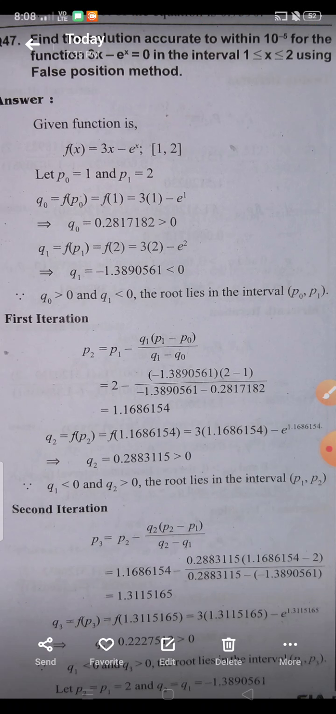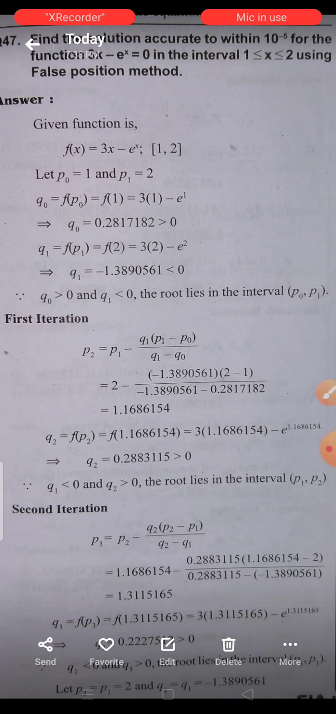Next, q1 is equal to f of p1 is equal to f of 2 is equal to 3 into 2 minus e power 2, implies q1 is equal to minus 1.3890561. This is less than 0. Since q0 greater than 0 and q1 less than 0, therefore the root lies in the interval p0 comma p1.